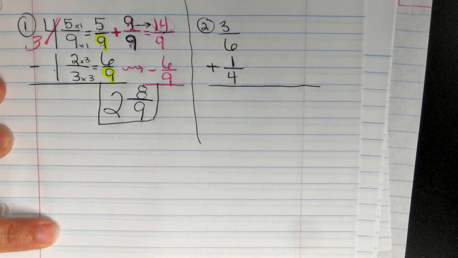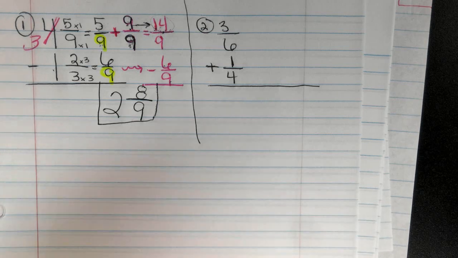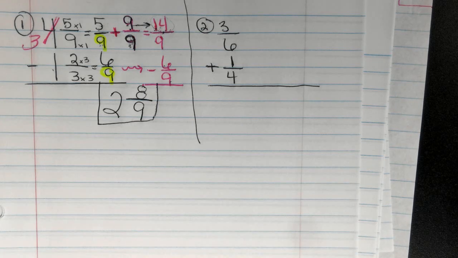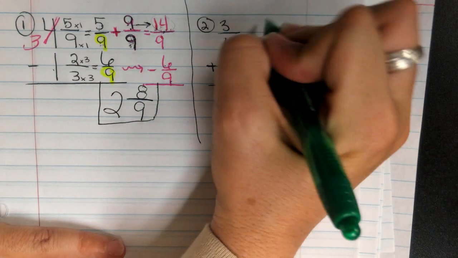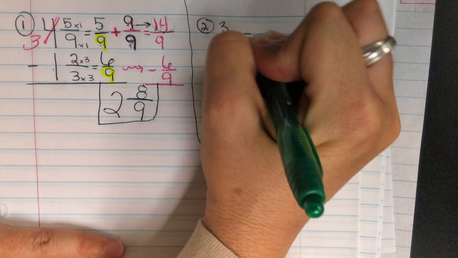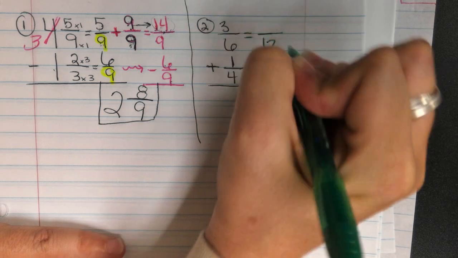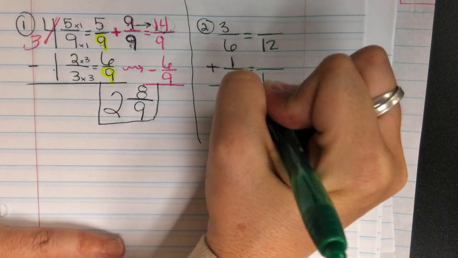Okay, so number 2. I'm going to give you a second to kind of catch up, because I know some of you I just blew your mind. It's okay. Here we go. Okay, number 2. Should be a little easier to add. Okay, common denominator. 12. Now, if you use 24, that is fine. You just are going to have to simplify more.